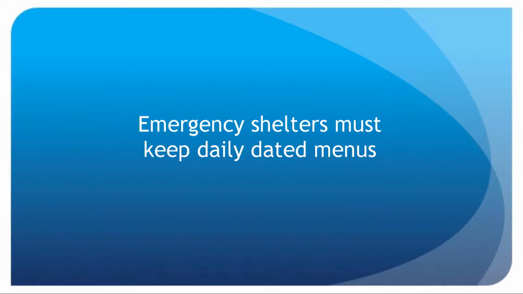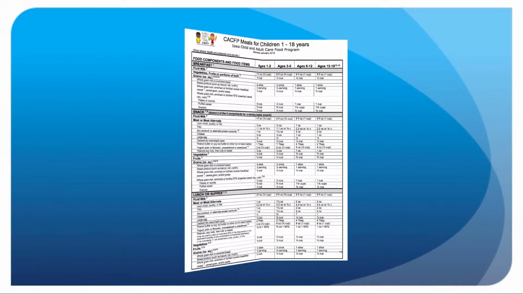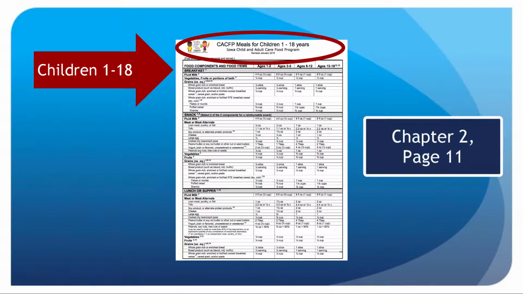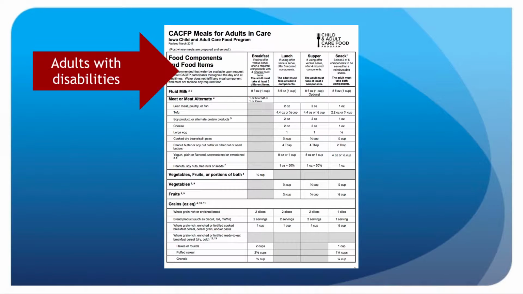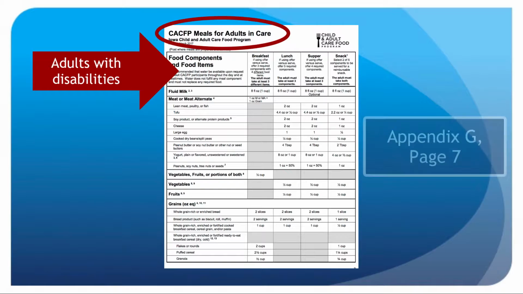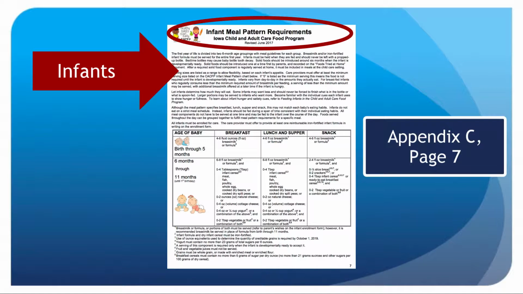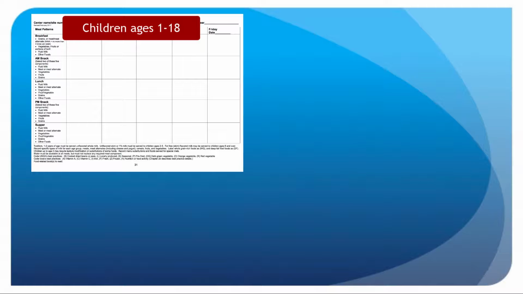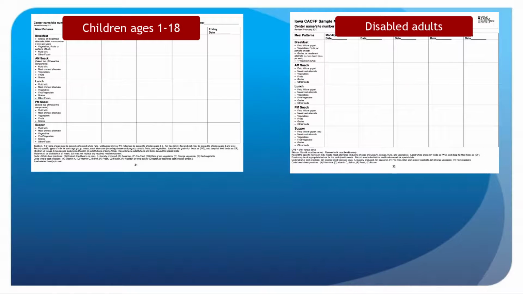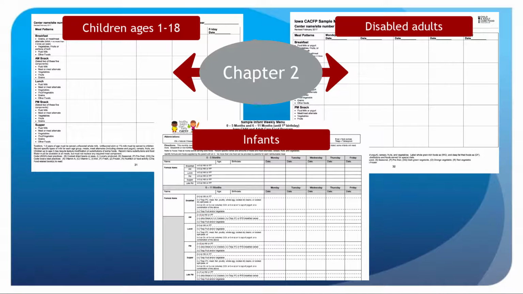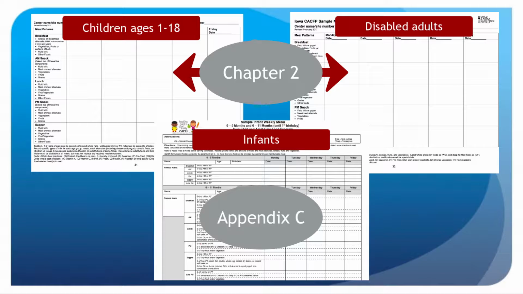Emergency shelters must keep daily dated menus to demonstrate compliance with the CACFP meal pattern. Children 1 through 18 should follow the child meal pattern. Adults with disabilities should be served meals that follow the adult meal pattern provided in Appendix G, and infants should be served meals that comply with the infant meal pattern in Appendix C. Create separate menus for children ages 1 through 18, disabled adults, and infants. Refer to Chapter 2 for sample menu forms for children and adults. Appendix C includes menu forms for infants.